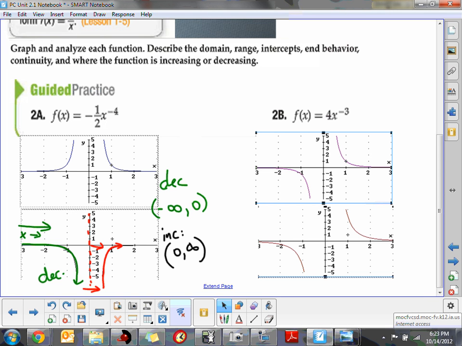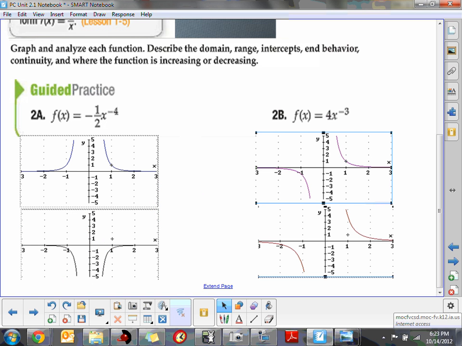So we have a little bit of a graph that sometimes is hard for people to interpret. They don't read it from left to right as conscientiously as they should. Always read from left to right. That'll tell you increasing and decreasing. Okay, so that's our first example, 2A.